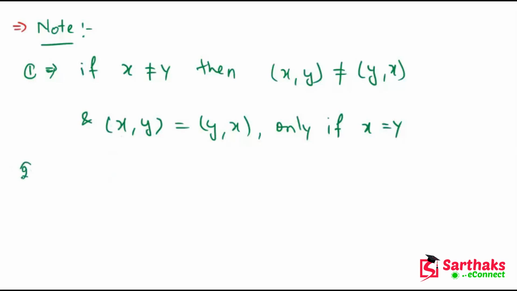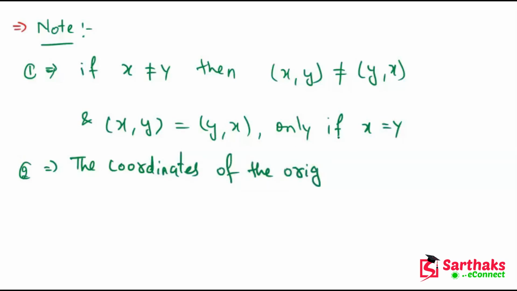The second point is that the coordinates of the origin are always 0 comma 0. Now my dear friends, I hope you understand these things.